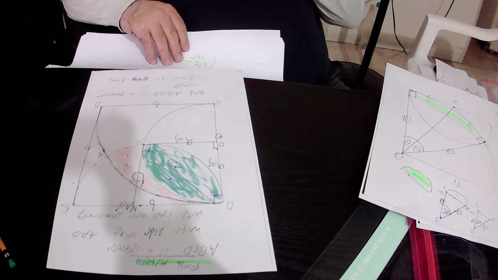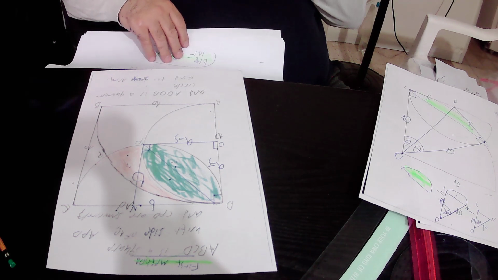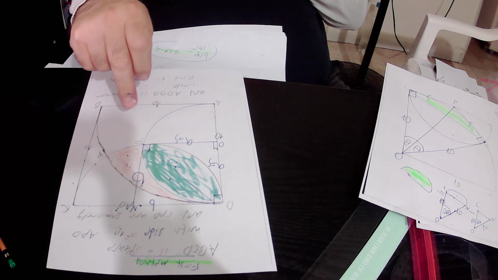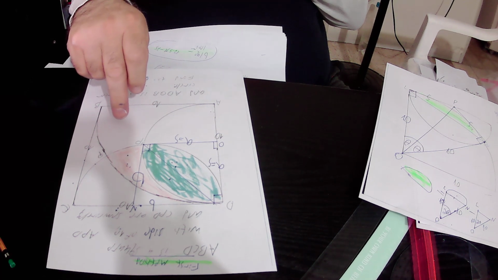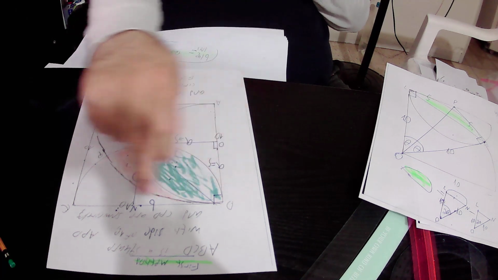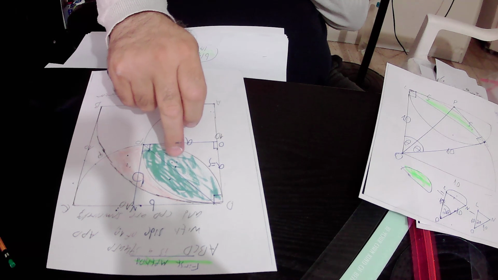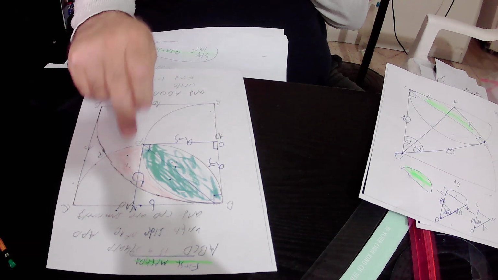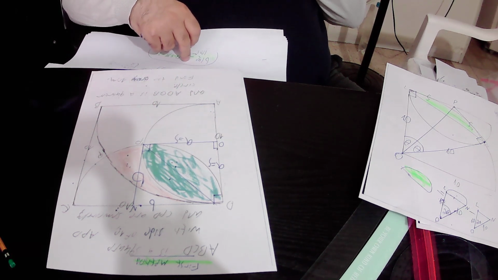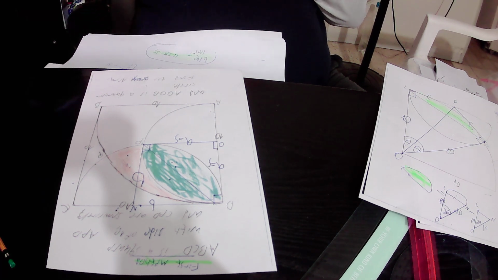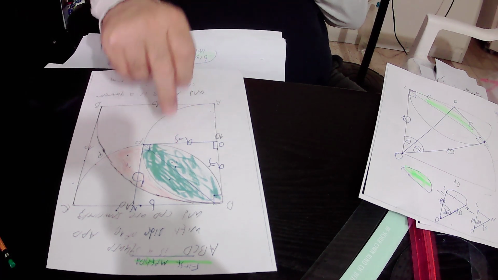Okay, so in order to find the orange shape, we find the area of the blue lens, and we also find the area of the big lens. So the area of the big lens minus the area of the blue lens equals the area of the orange shape. Okay, so first of all we find the area of the blue shape.